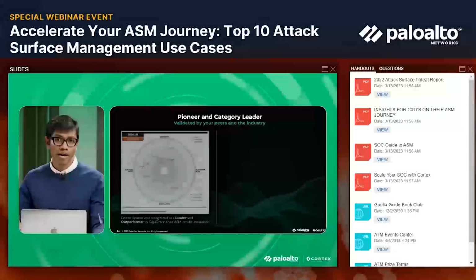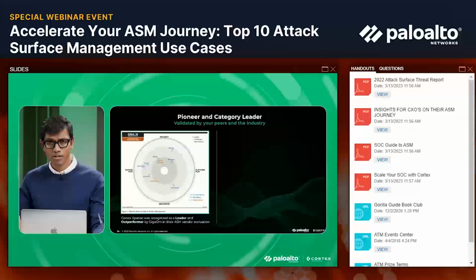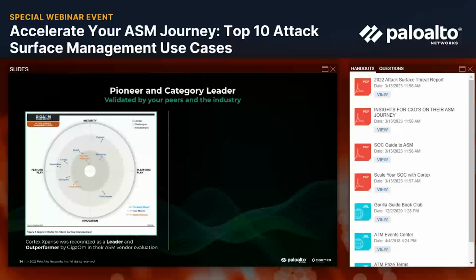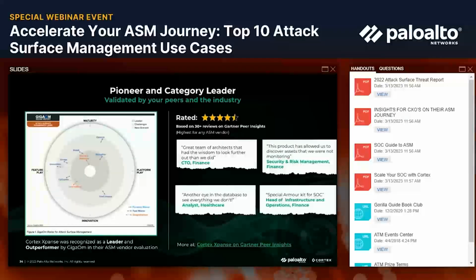And we're also validated by your peers and the industry. In the inaugural GigaOM Attack Surface Management Evaluative Report, Xpanse was the only leader and outperformer. And if you go to Gartner Peer Insights, we are the most highly rated vendor on Gartner Peer Insights. You can read all about us from our customers who are actively using Cortex Xpanse to manage their attack surface.